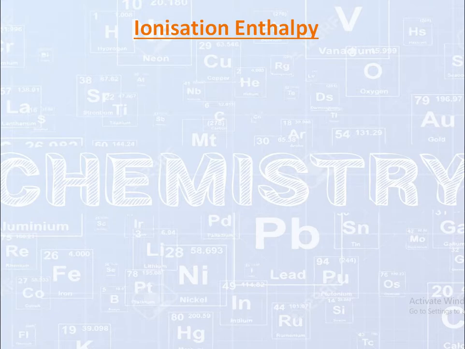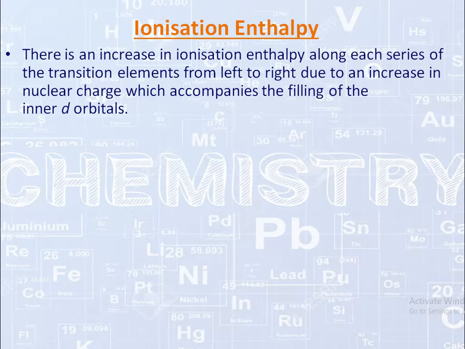Ionization enthalpy. Now let us discuss trends in ionization enthalpy. First, what is ionization enthalpy? The energy required to remove an electron from an isolated gaseous atom in its ground state is called ionization enthalpy. In short, it is the energy required to remove one electron from the element. There is an increase in ionization enthalpy along each series of the transition elements from left to right due to an increase in nuclear charge, which accompanies the filling of the inner d orbital.